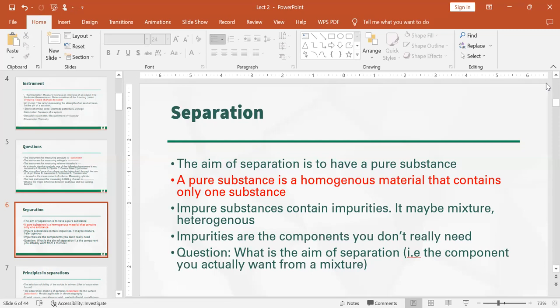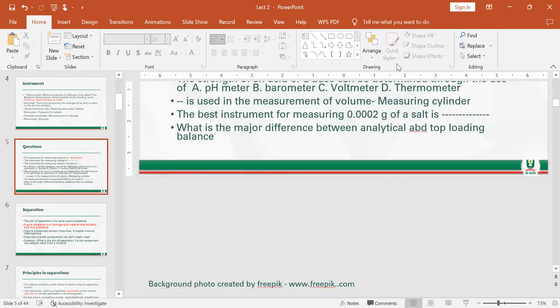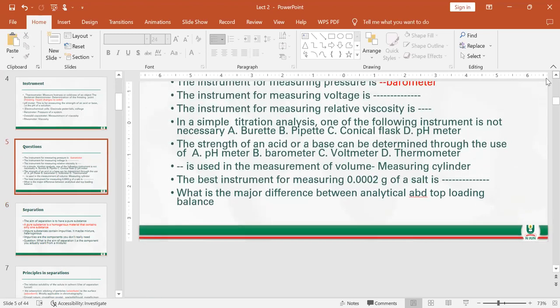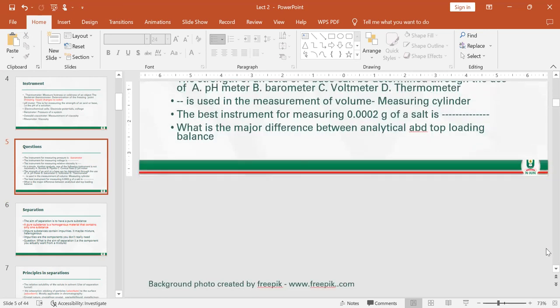So what you don't really need is the impurity. Maybe sugar is present in water and you need water. That sugar is now an impurity because you didn't need sugar. Anything you don't need is now called an impurity. So it's the one you don't need that is called impurity, and the one that you need is the pure substance. Then there is only one component.